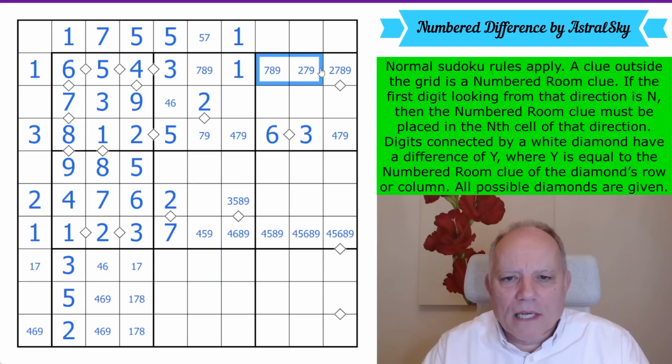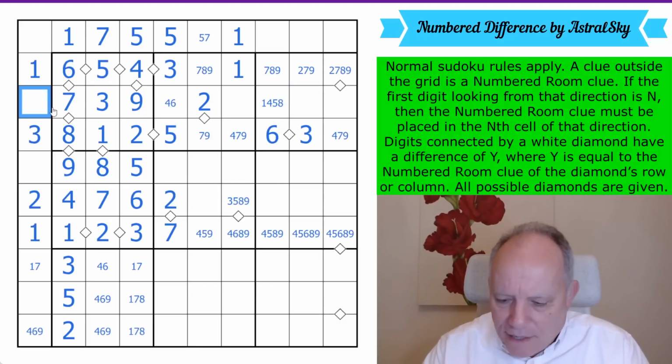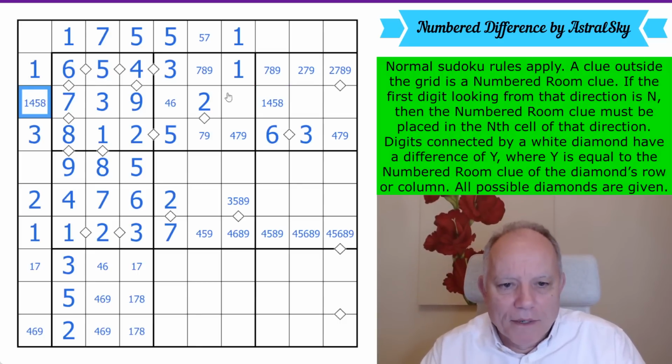Now, what am I missing up here? Can that be an 8? Yes, it could, as long as it's not next to 2. Okay. In this row, whatever is there is in box 7. Well, it's 1, 4, 5, or 8. I don't think that really helps at the moment.